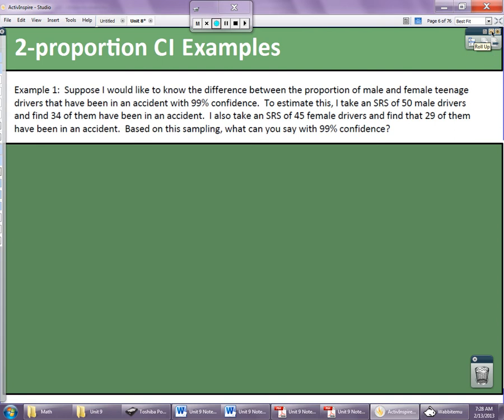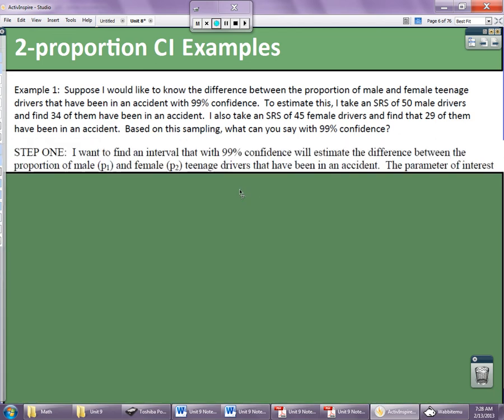So let's go ahead and move on to our first example. So you need to get ready to write. In our first example, suppose I would like to know the difference between the proportion of male and female teenage drivers that have been in an accident with 99% confidence. So again, I'm looking for the difference in proportions of male and female teenage drivers. To estimate this, I take a simple random sample of 50 male drivers and find 34 of them, and take a simple random sample of 45 female drivers and find 29 of them. Based on the sampling, what can you say with 99% confidence?